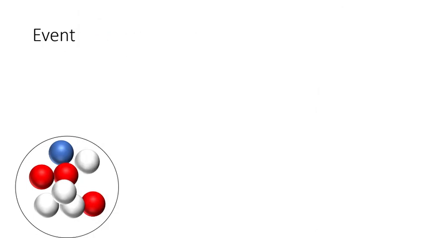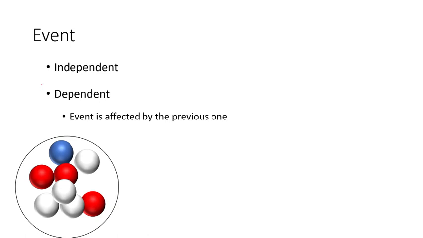So now we will continue on our recordings. So here I will talk about the dependent events. If you remember, in our previous recording I talked about the independent events. The dependent event, as the name says, the event is affected by the previous one. Let me give you one simple example here.